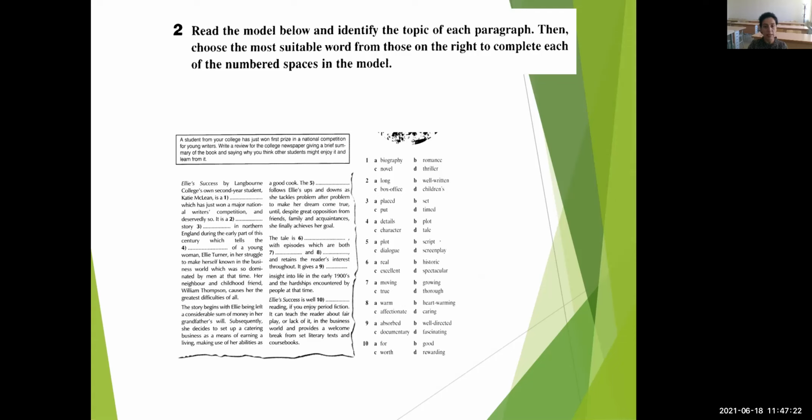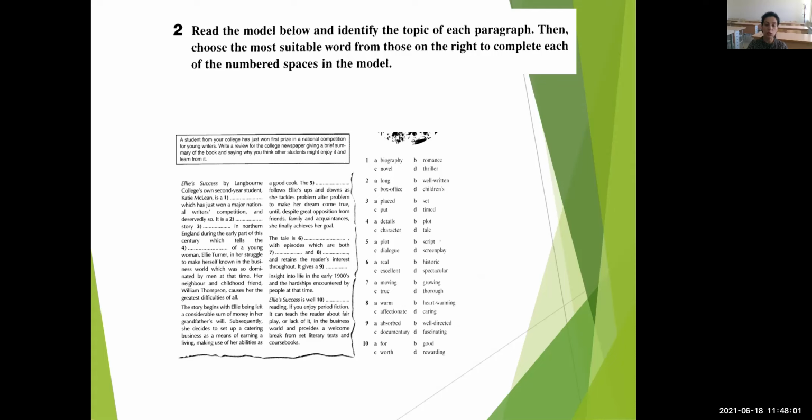For example, Alice's Success by Langborn College Owen second-year student Katie McLean is a biography, romance, novel, or thriller, which has just won a major national writers competition, and deservedly so. It is a long, well-written, box office, children's story. Place it, set, put, time it in Northern England during the early part of this century, which tells the details, plot, character, tale of a young woman.